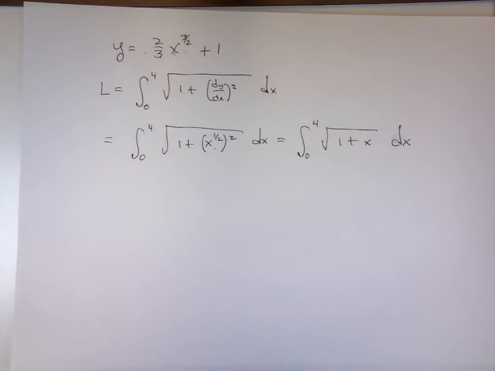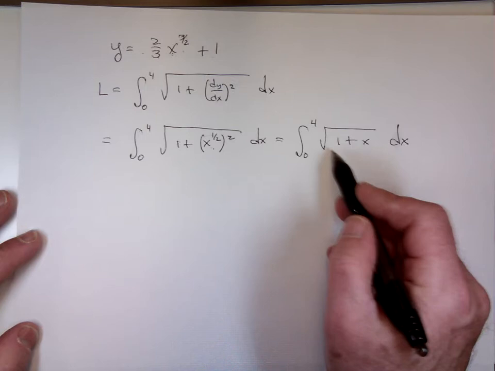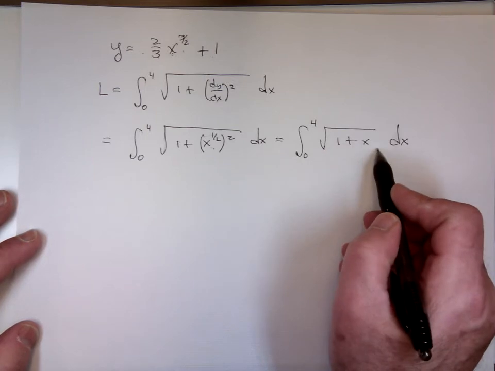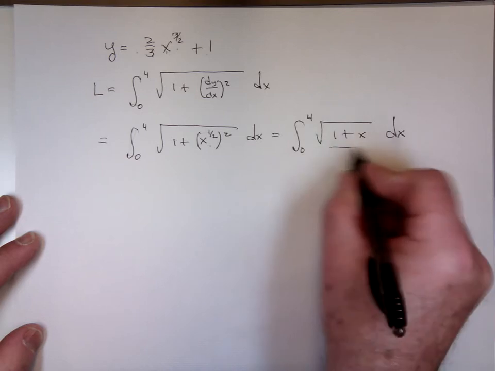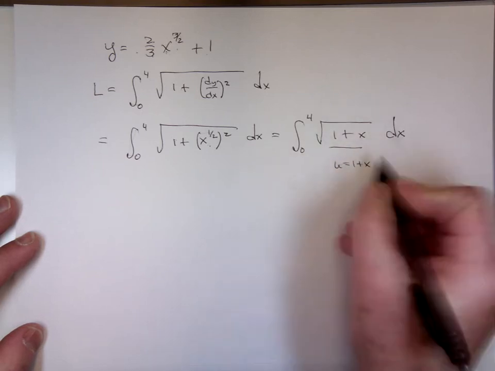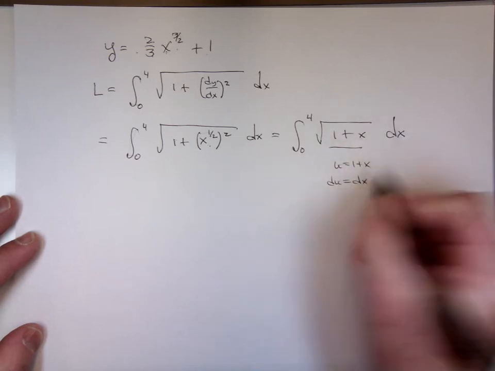Okay? So, what do you have? U to the 1/2 power. Okay? U to the n form. So, this is u. The du is just dx. So it's u to the 1/2. So you have this.